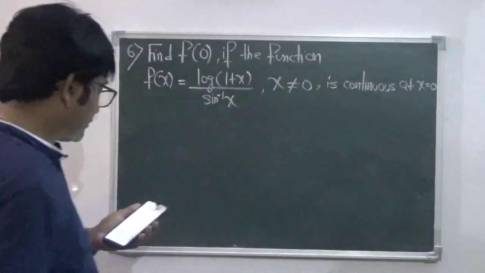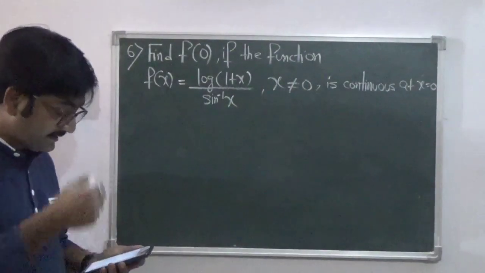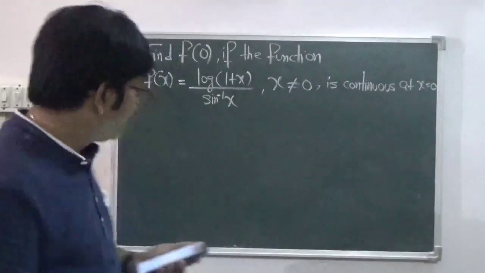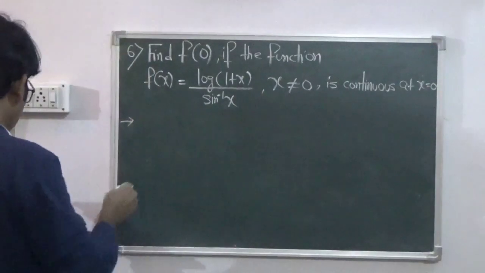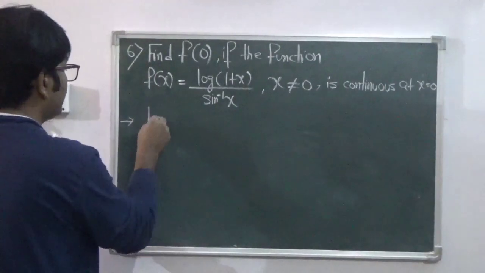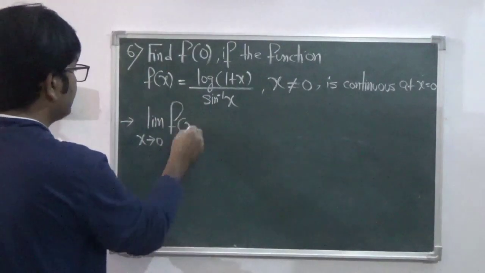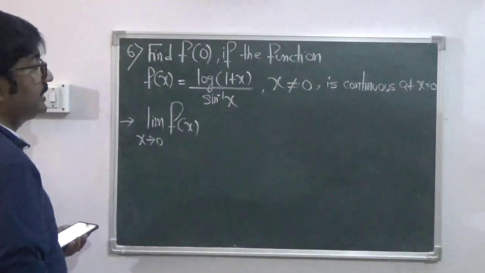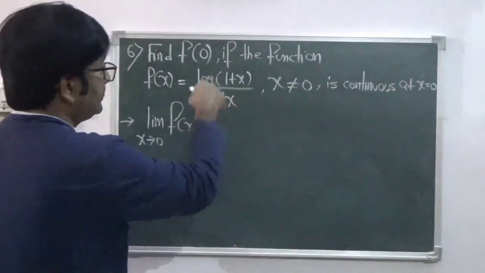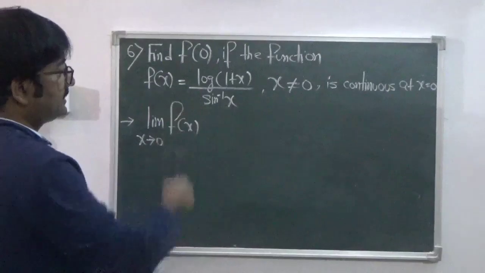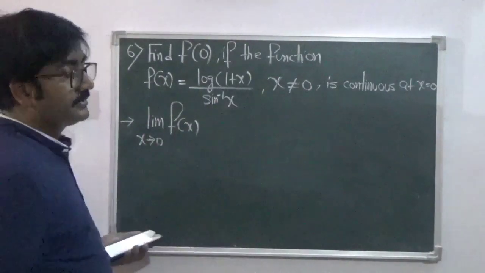It is given that the function is continuous at x equals to 0. So now we write limit x tends to 0 f of x. It is given to be continuous, so f of 0 should be equal to limit x tends to 0 f of x. This is what you have to solve, and that will be the value of f of 0.